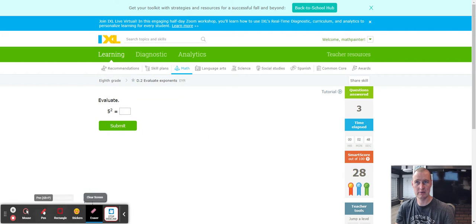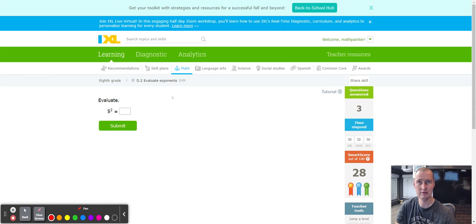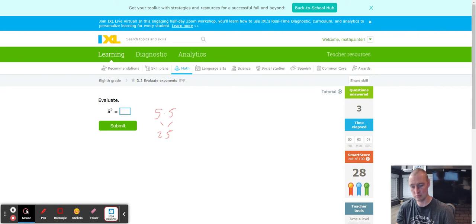All right, next up, we've got 5 to the second power. 5 to the second power is 5 times 5. And 5 times 5 is 25. So we're going to go ahead and put in 25.